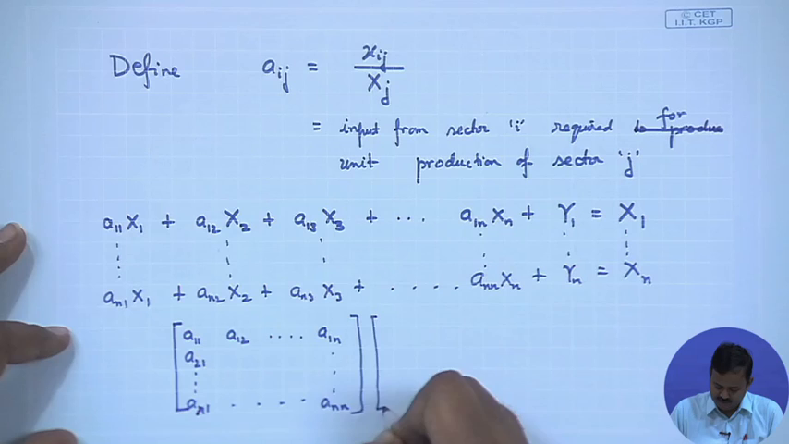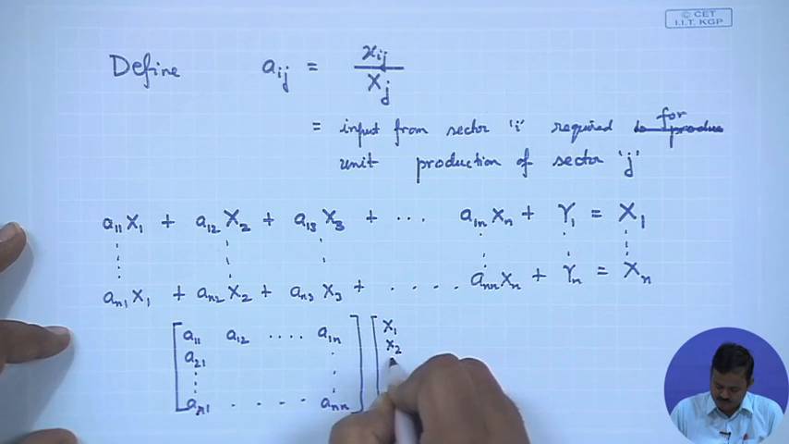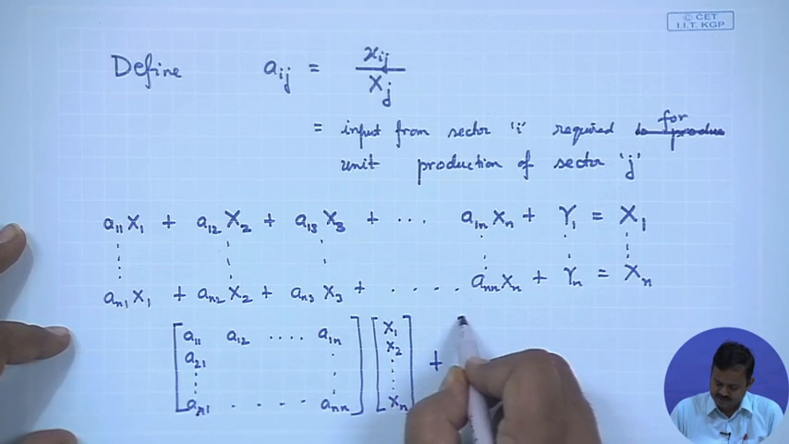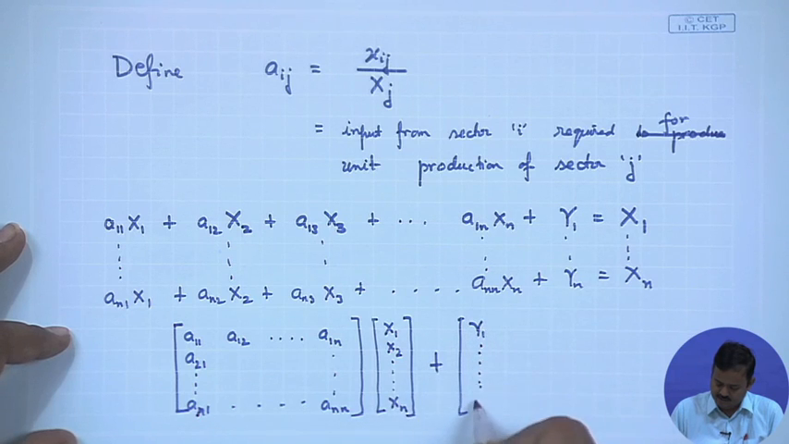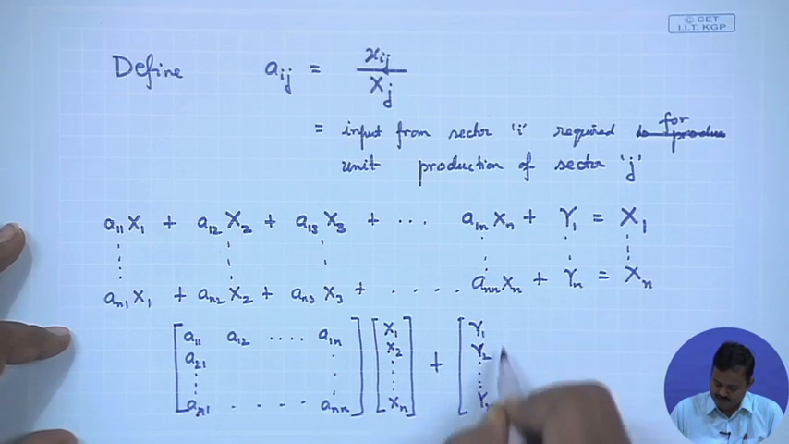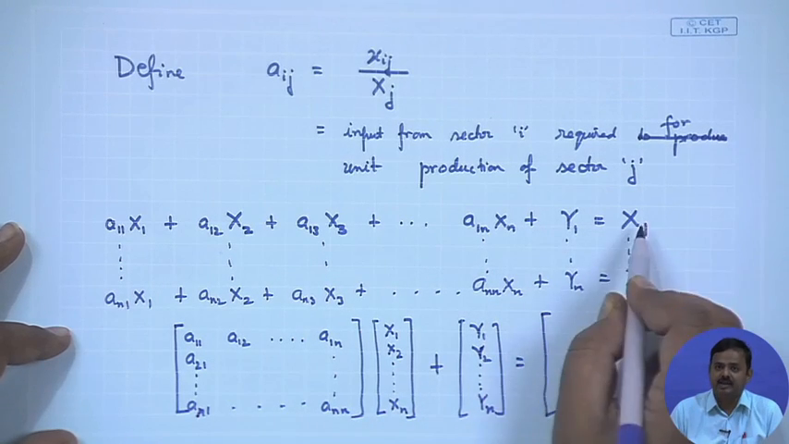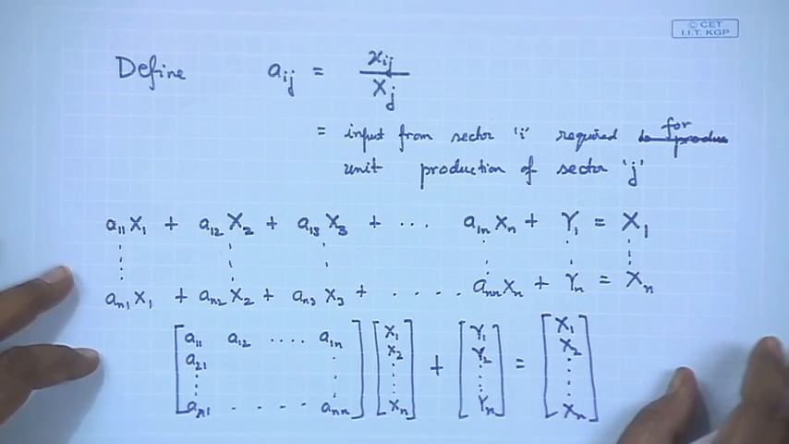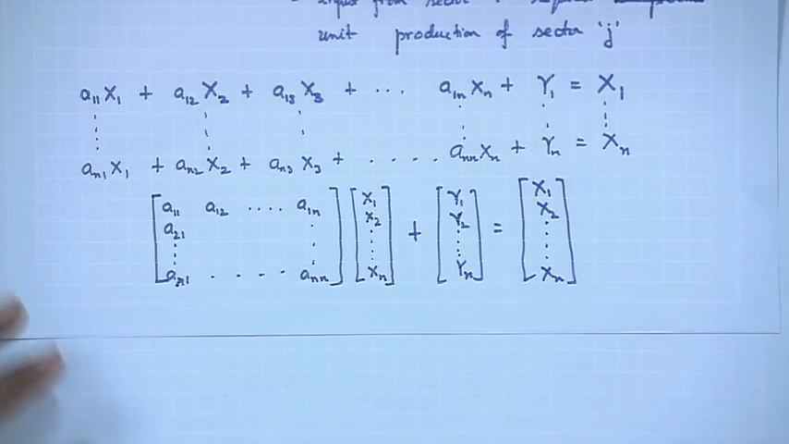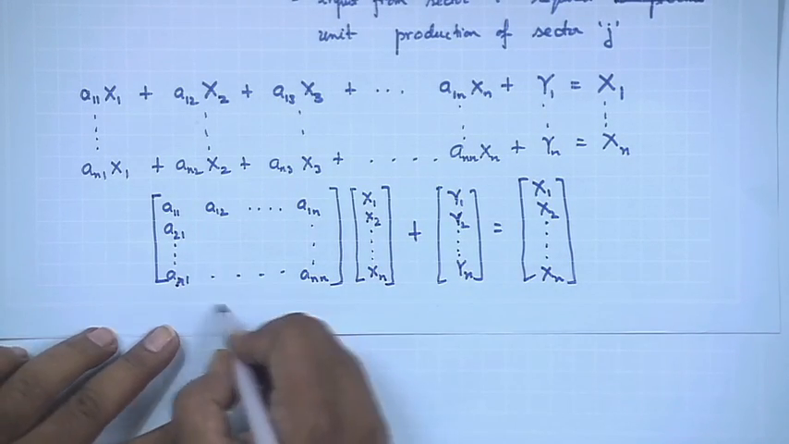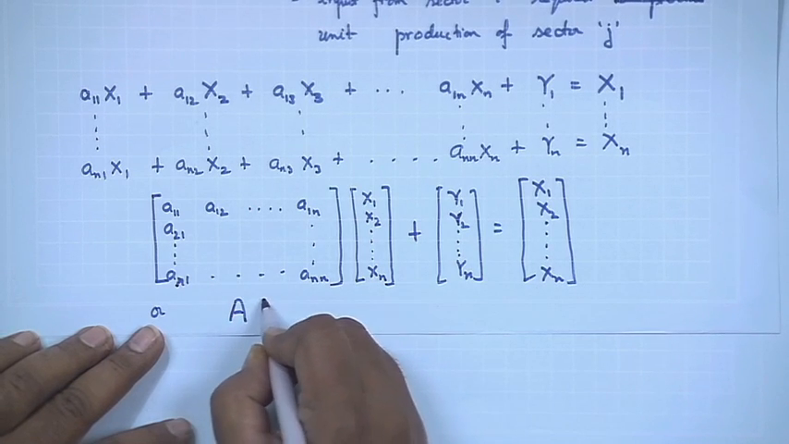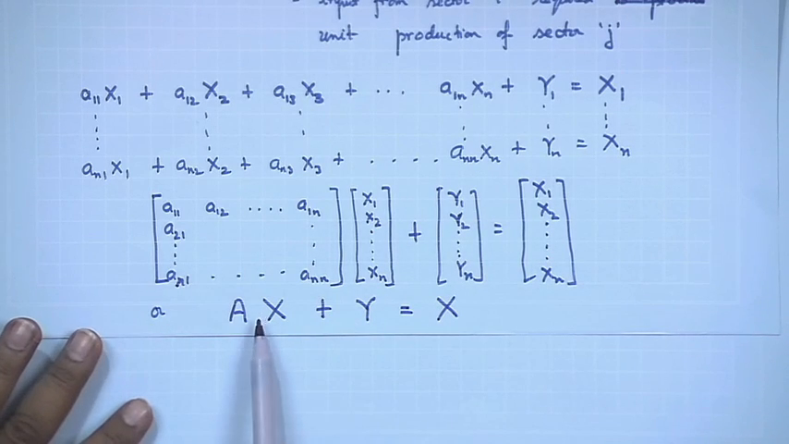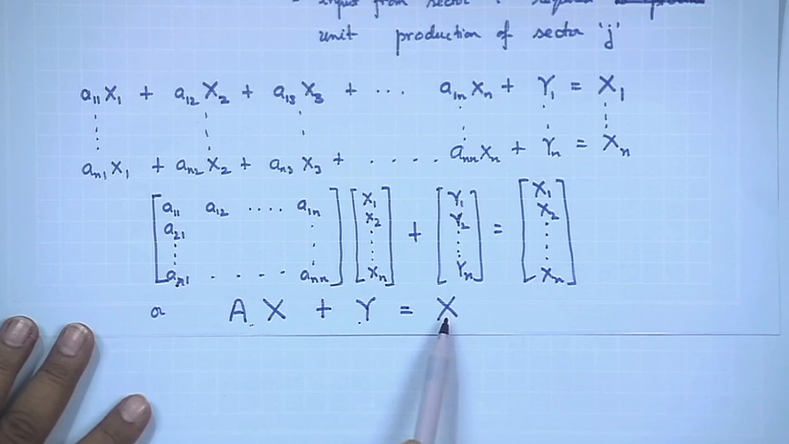Right? Times what? x1, x2, xn, plus y1, y2, yn is equal to what? Is equal to the same thing, the X matrix, the production matrix, x1, x2, xn. Okay. So, look at this, friends, and see what we can write it as. This is the same thing as A matrix times X matrix plus Y is equal to X. Okay. Consumption plus demand is total production.